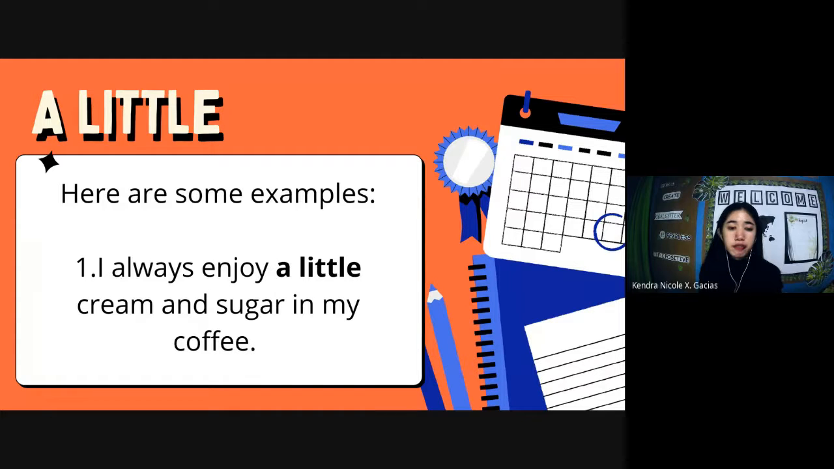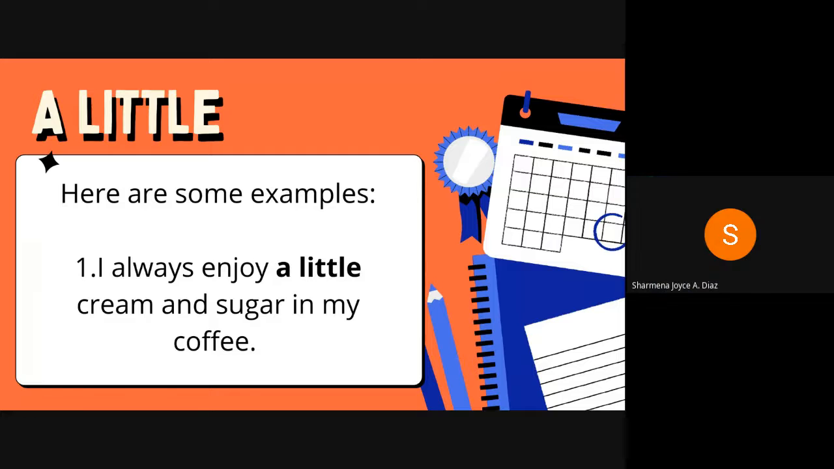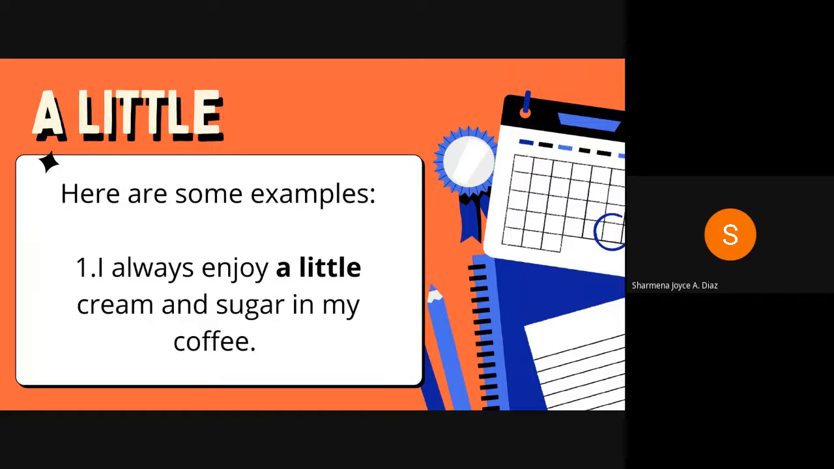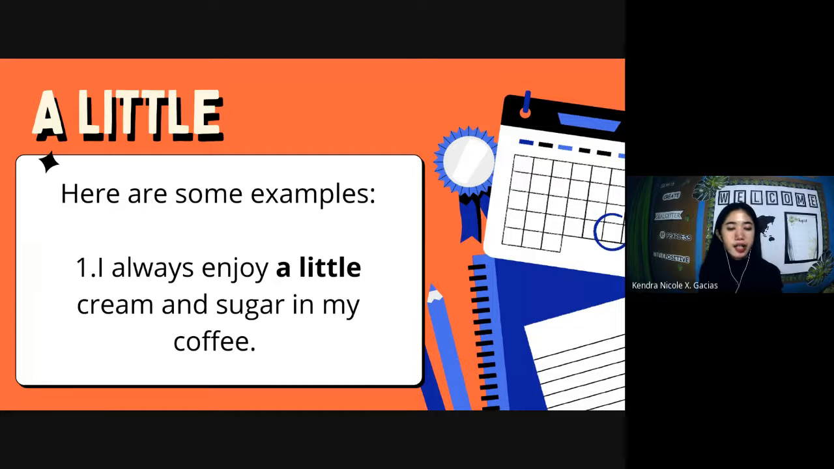All right, very good. And from that sentence, what type of noun is being used? The uncountable noun. All right, very good. And what quantifier comes before the noun? A little. All right, very good. So you are right that the quantifier being used is a little. All right, so therefore, this statement follows the pattern a little plus the uncountable nouns, cream and sugar. So thank you for that, Mena.